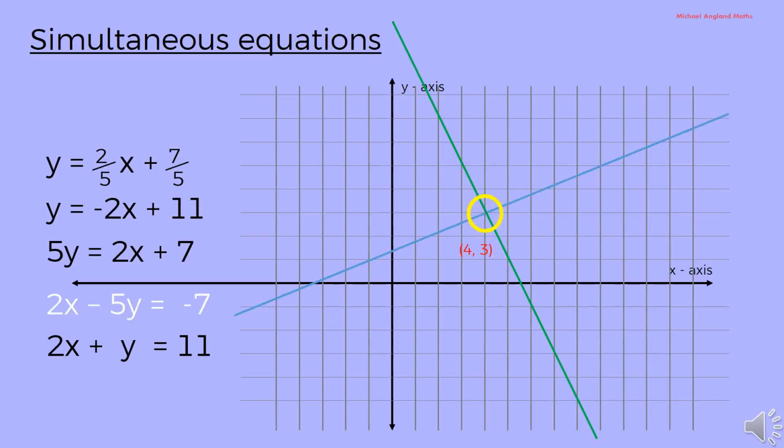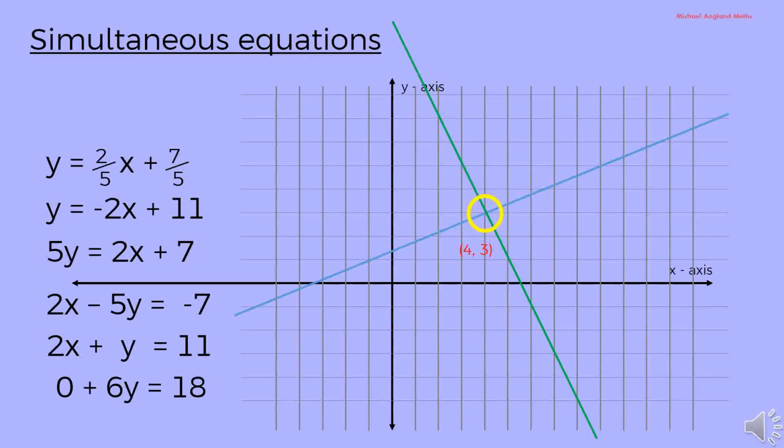Now, if we subtract the upper one, 2x minus 5y equals minus 7, from the lower one, 2x plus y equals 11, what do we get? We get the following. 2x minus 2x is 0. y minus 5y is y, plus 5y is 6y. 11 minus 7 is 18. So we get 0 plus 6y equals 18. Or 6y equals 18, or y equals 3. Now we can substitute that into either of the above two equations or the original two equations, all of which will yield x equals 4. So indeed, the solution to this set of simultaneous equations is 4, 3. x equals 4, y equals 3.